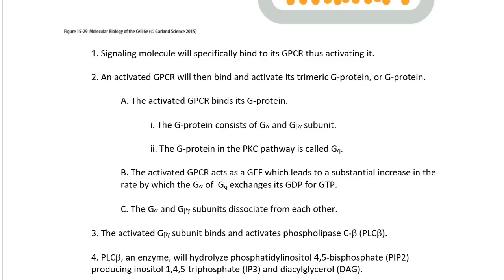A signaling molecule will specifically bind to its G protein coupled receptor, thus activating it. An activated G protein coupled receptor will then bind and activate its trimeric G protein, or G protein. The G protein consists of the G alpha and G beta gamma subunits. The G protein in the PKC pathway is called Gq. That is just its name.